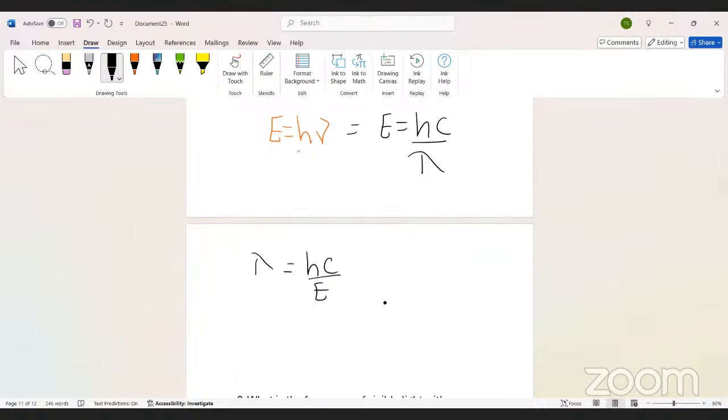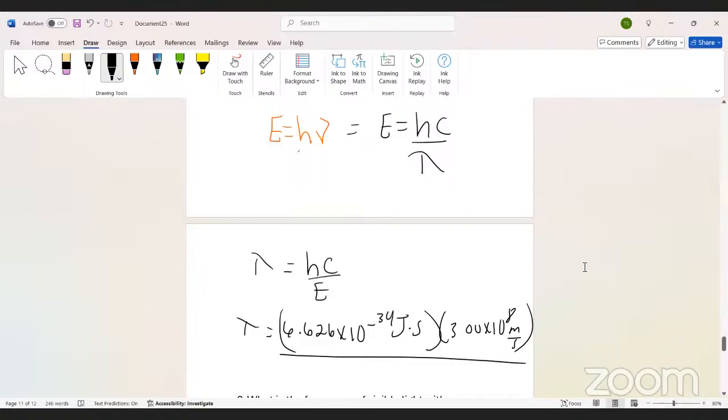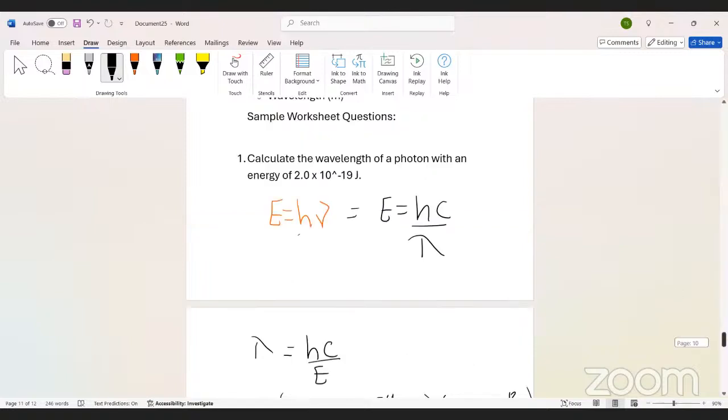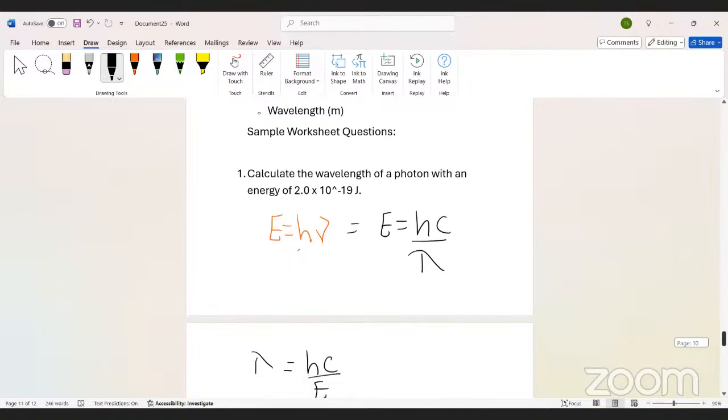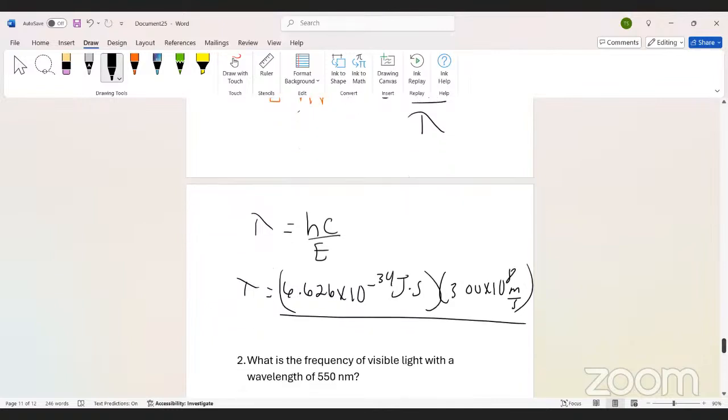Okay, so what we're going to do, we're going to put Planck's constant number, which is 6.626 times 10 to the negative 34 joules seconds, times the speed of light, which is 3.00 times 10 to the 8 meters per second, divided by the E, the energy that they gave us up here initially, which was 2.0 times 10 to the negative 19 joules.